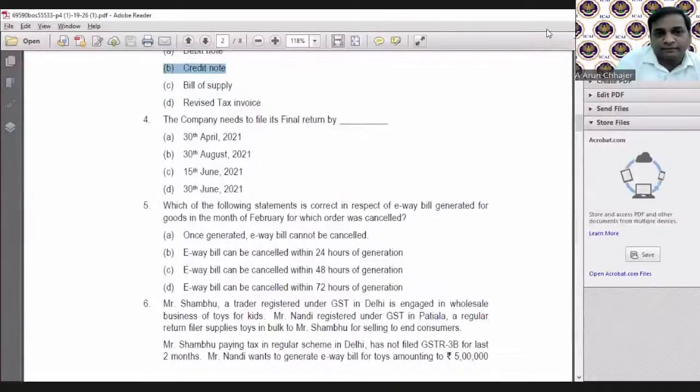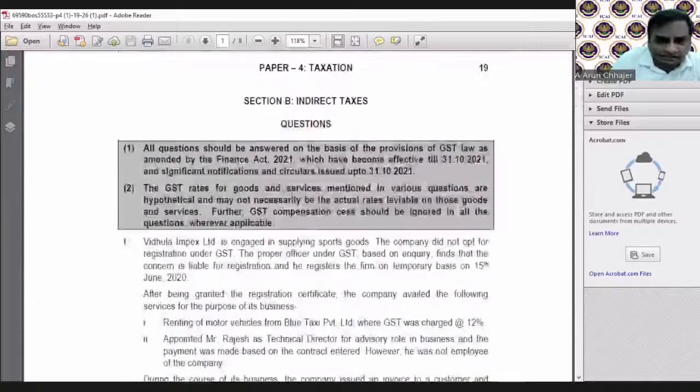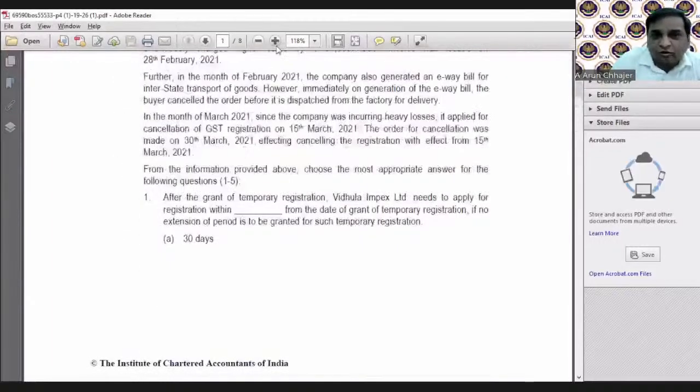Next question, the company needs to file its final return within, we know, 3 months from which date? Application is 15th March, cancellation order 30th March, effective date is 15th March.